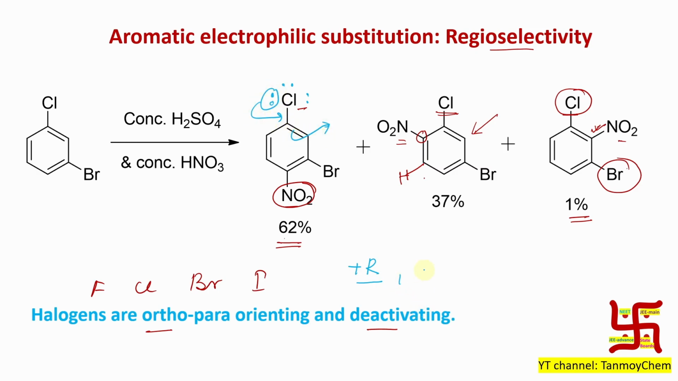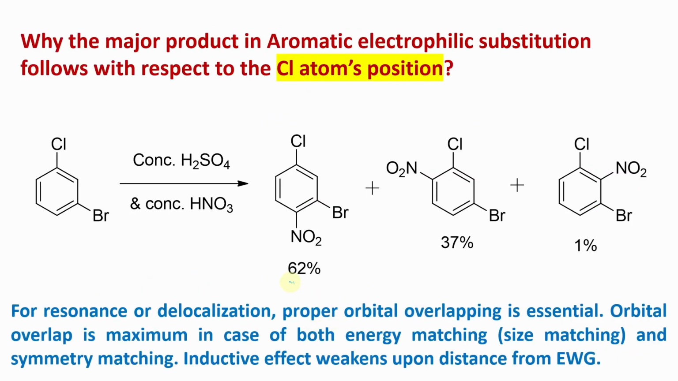Second, minus I effect means the sigma withdrawing, means through this carbon halogen bond this halogen will pull some electron density from the benzene nucleus, and in this case the minus I effect is dominated over plus R effect. So you may remember one thing, benzene rings attached to halogens are ortho-para orienting but deactivating. Now if you look at here, the 62% product we obtain is from the para with respect to chlorine.